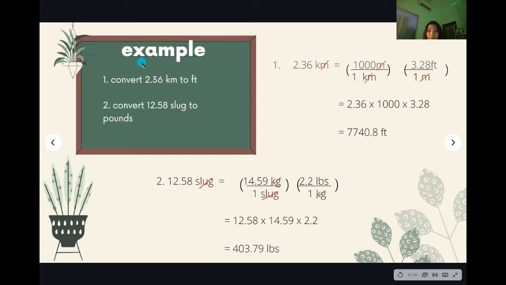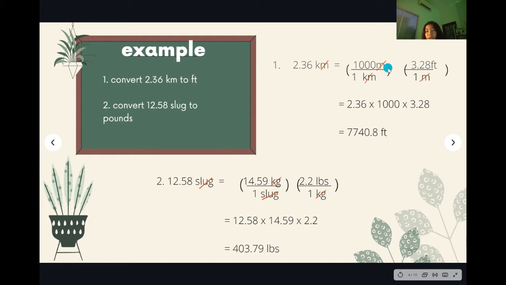Questions and examples of English system conversion. Question number 1. Convert 2.36 kilometers into feet. First, we need to cancel out kilometer, so we think of something that can cancel it, which is another kilometer. So first we add 1000 meters over 1 kilometer so that we can cancel out this kilometer and this kilometer. So now there's only 1000 meters left.